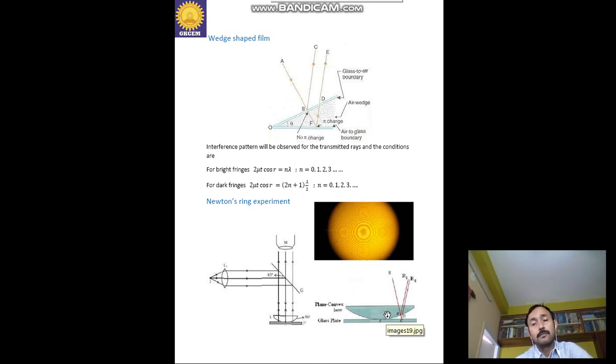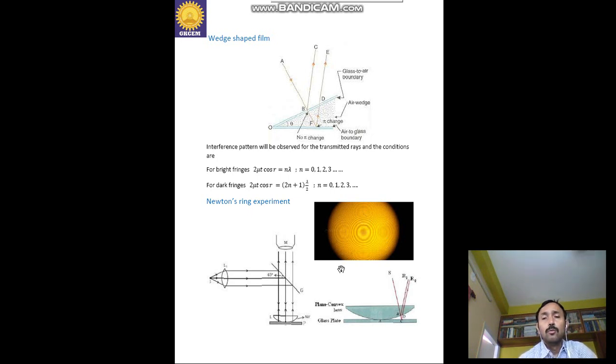The plano-convex lens is placed on a glass plate. The point of contact between the plano-convex lens and the glass plate is just a point. So fringes are produced centering the point of contact. Around the entire plane surface of the plano-convex lens, light is falling and interference fringes are produced, and this is why the rings, the fringes, are circular.